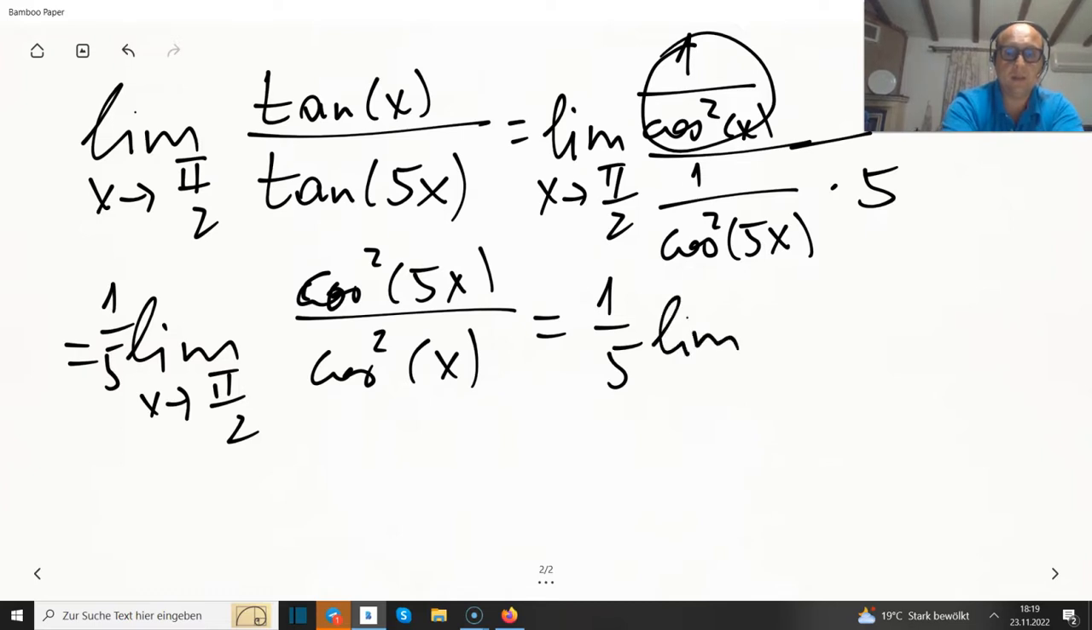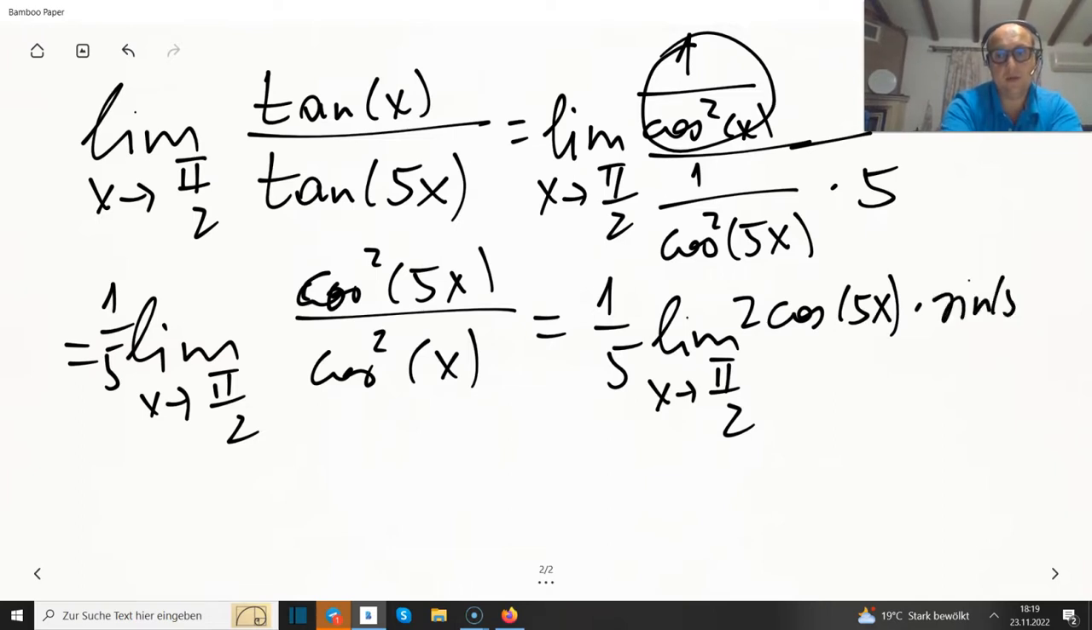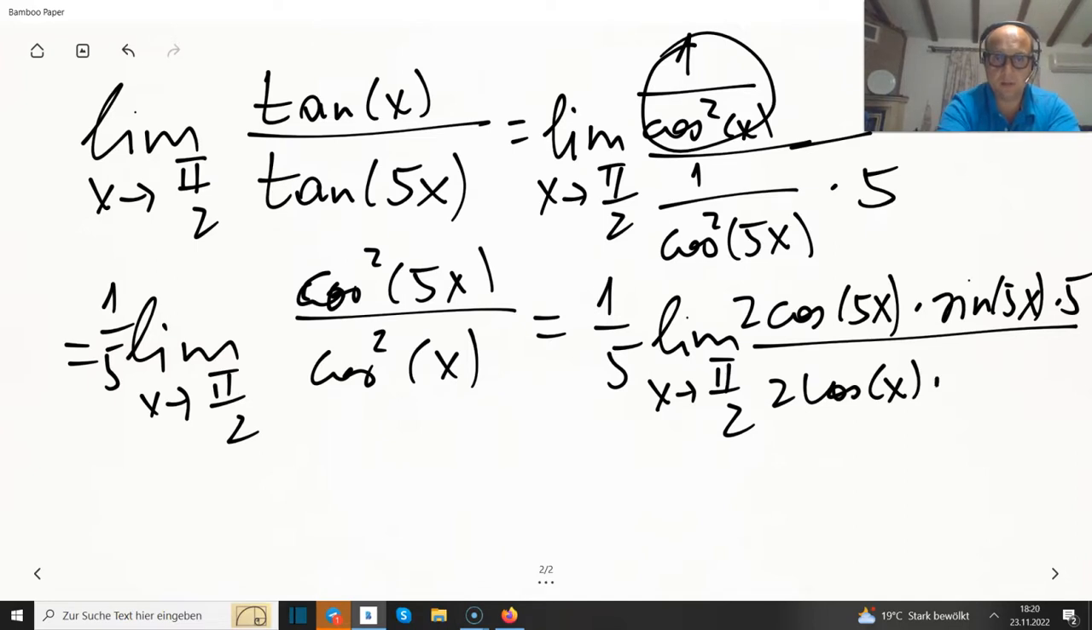It's limit x towards pi divided by 2. What do we have here? We got 2 cosine of 5x times sine of 5x times 5. And in the denominator we got 2 cosine of x times, I think it should be minus, right? In both cases, so that's all right. Okay, is it getting better?